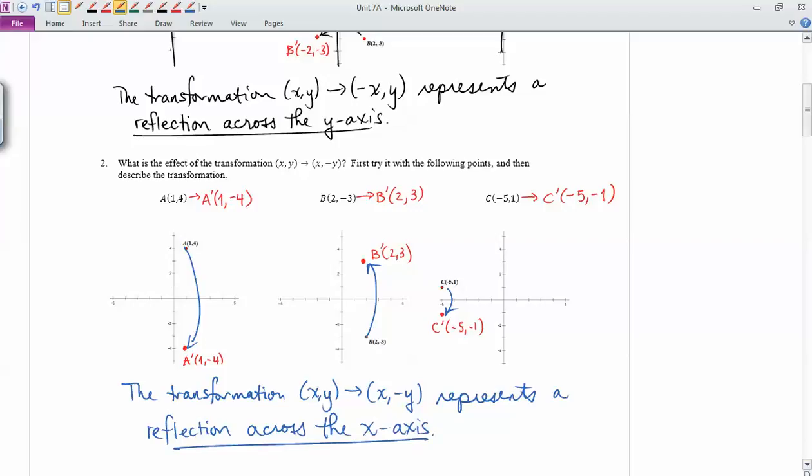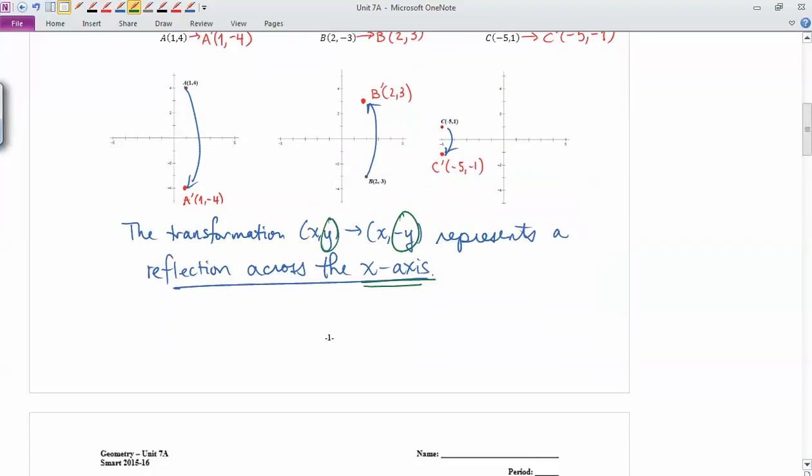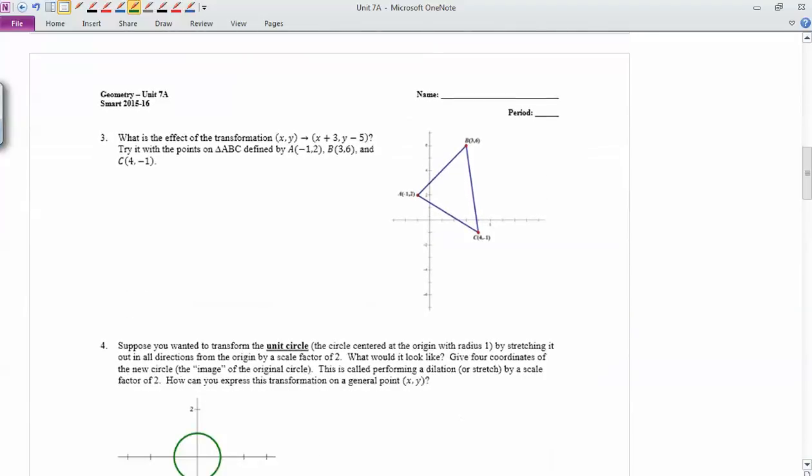So notice, this is often confusing to students. In the first one the x's change, but you're reflecting across the y-axis. In the second one the y's change, you're reflecting across the x-axis. So that seems a little backwards to students, but if you graph it, it's more obvious. Okay, let's take a look at the next page here.